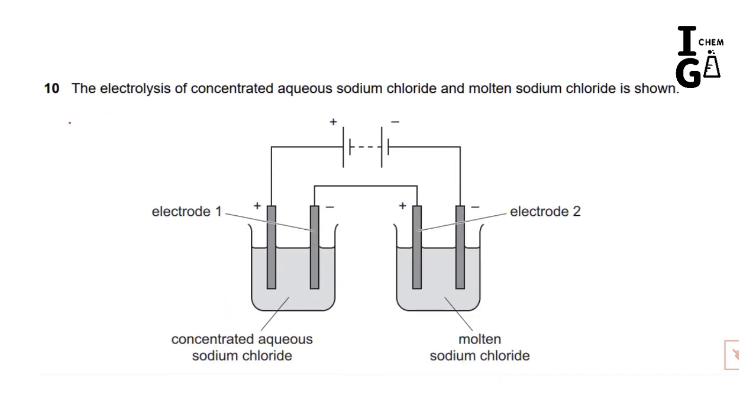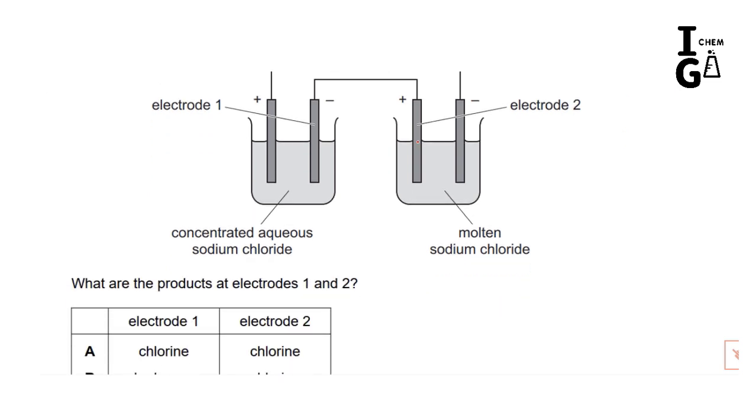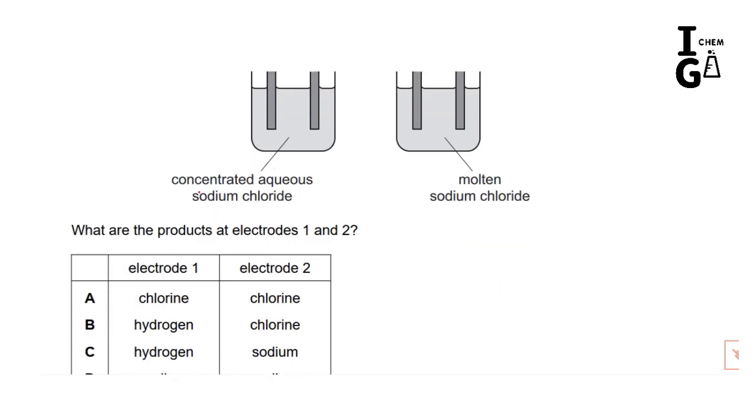Number 10, the electrolysis of concentrated aqueous sodium chloride and molten sodium chloride is shown. Here we have this concentrated aqueous sodium chloride, and this is molten. You know guys, the difference between aqueous and molten: sodium chloride molten means we have only 2 species within the electrolyte. We have Na plus ions and we have Cl minus or negative ions.